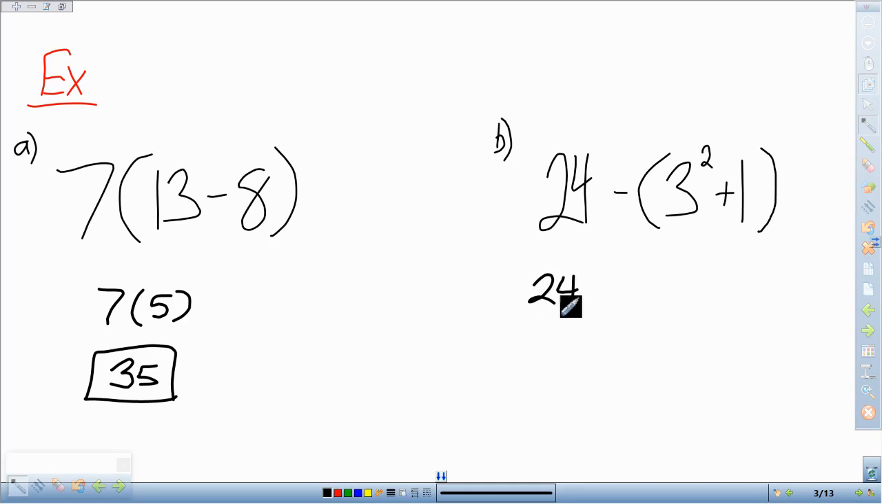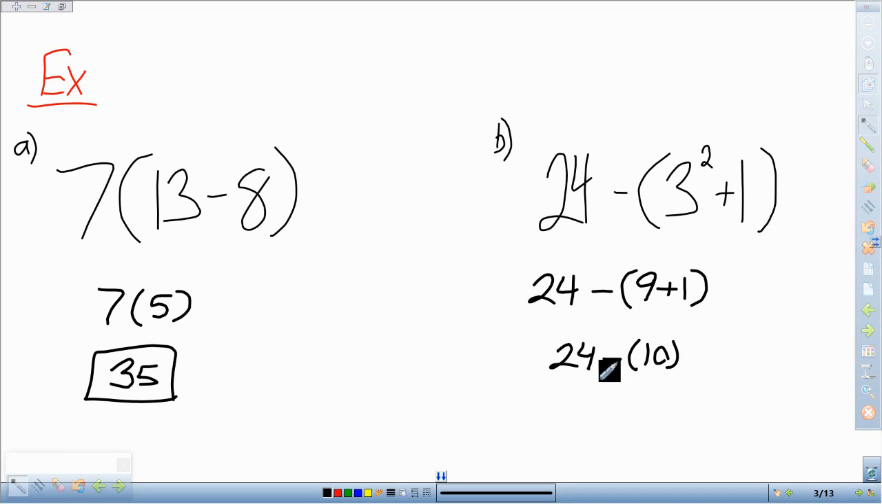I got a 24. I got this minus sign outside in front. 3 squared is 9, and then I got that plus 1. I'm just going to bring down. Again, I'm just doing this step by step. All right, now I notice I still have some stuff I can do in my parentheses. That's what I'm worried about. Let's go ahead and add those numbers. So I'm getting 24, excuse me, minus 10.